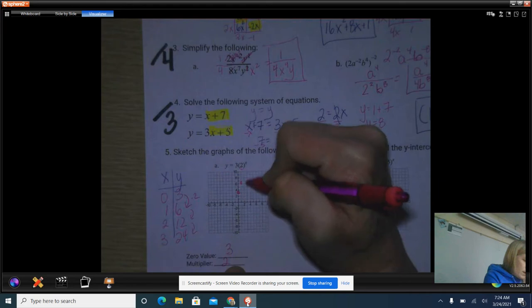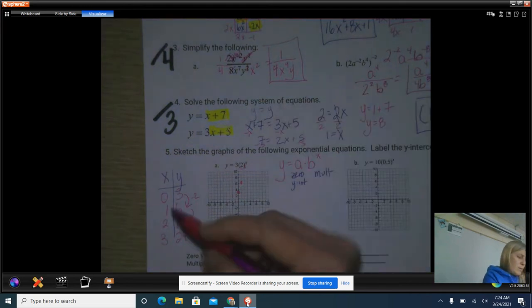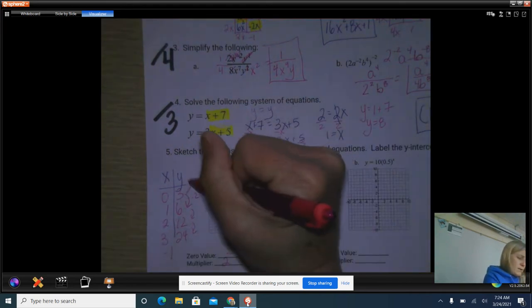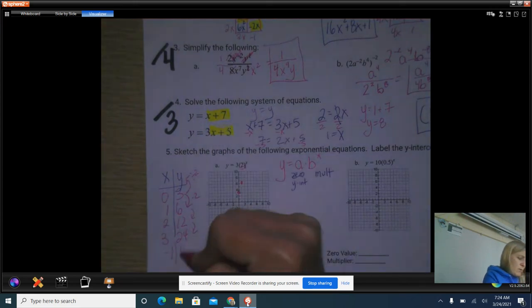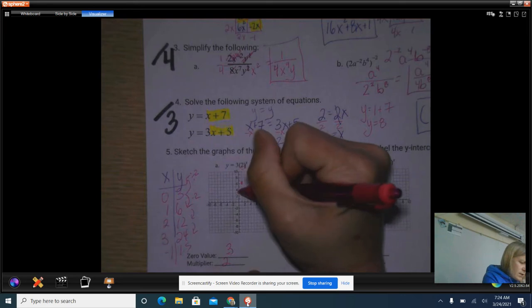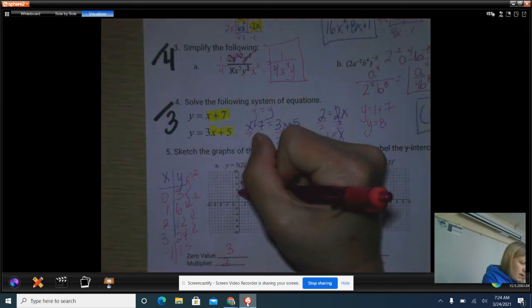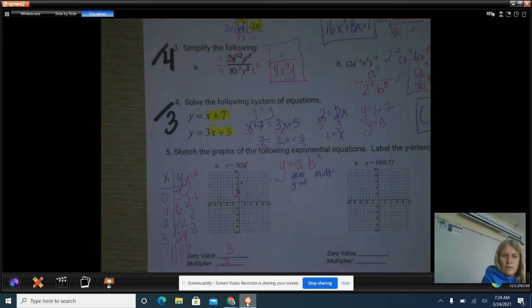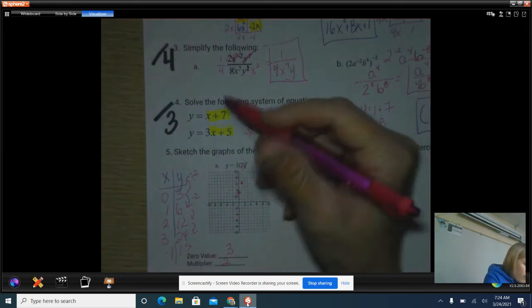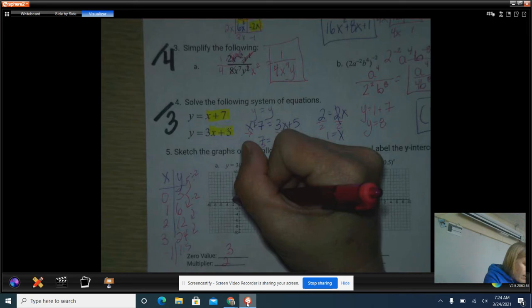My 2 is going to be 12. And I always like to work backwards to find my -1. So I'm going to divide by 2. 3 divided by 2 is 1.5. So in this direction, I'm going from 3 to 1.5, and I'm doing half of it each time. And so half of 1.5 would be 0.75.